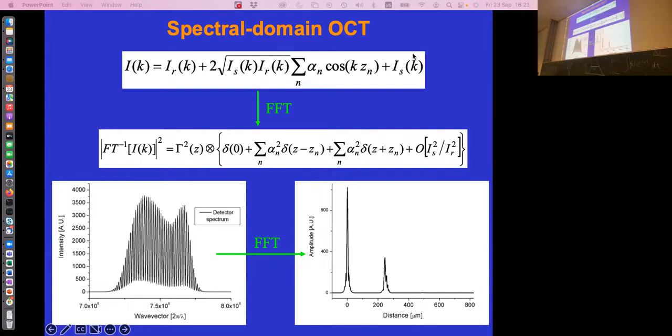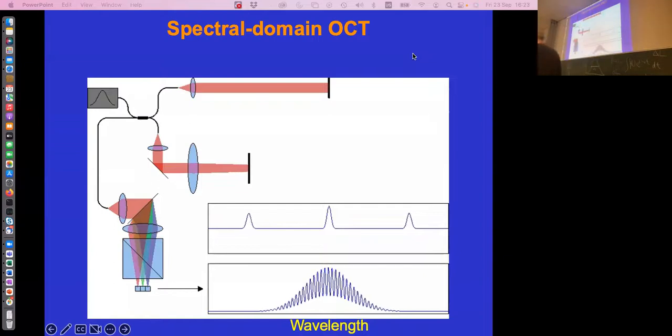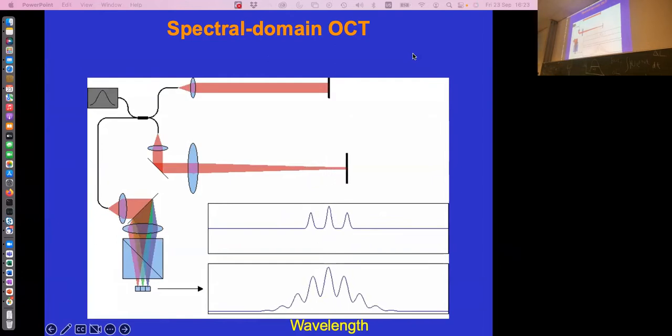To the Fourier transform of this function. So if you look at that, this is an animation that shows this. Here I have my spectrometer. This graph shows the spectrum that I measure on my spectrometer, and this one shows you the Fourier transform of this signal.